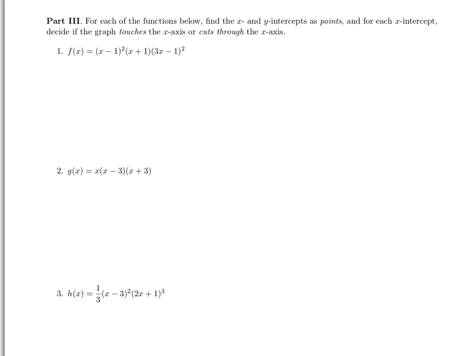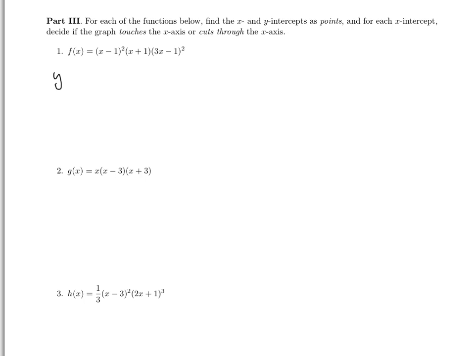In the third part of the additional practice problems, we see some problems about properties of polynomials. In this case, we're just looking for intercepts and then what the behavior of the graph is at each of the x-intercepts. So this is pretty straightforward.